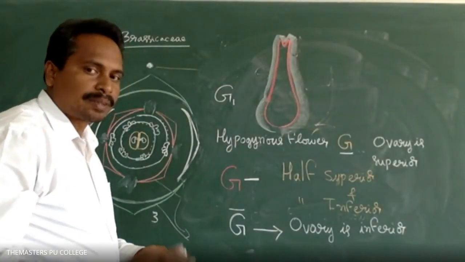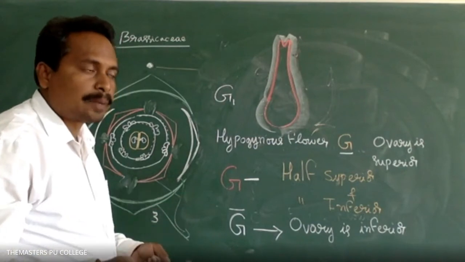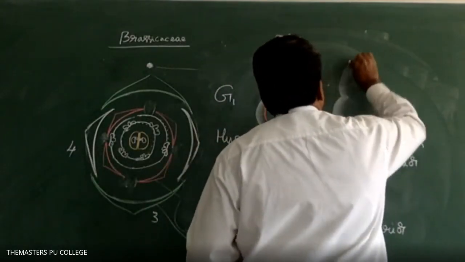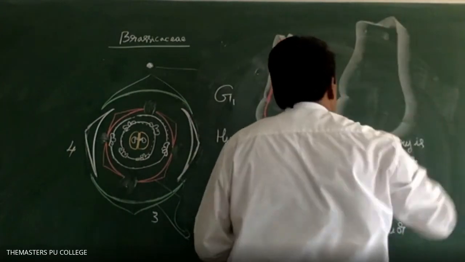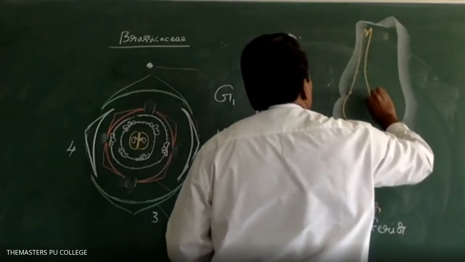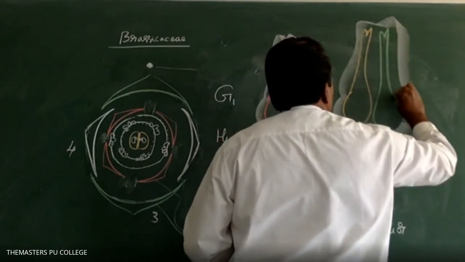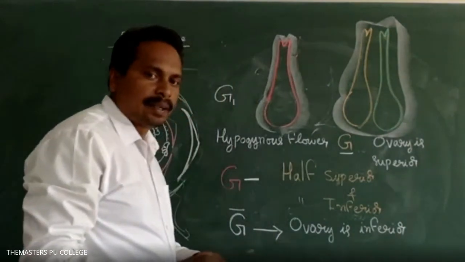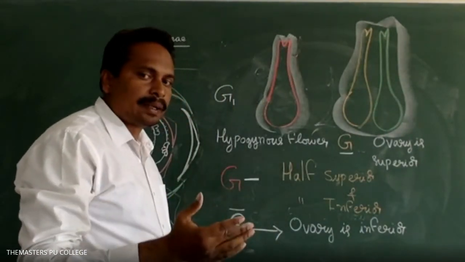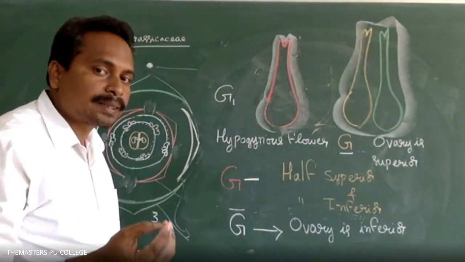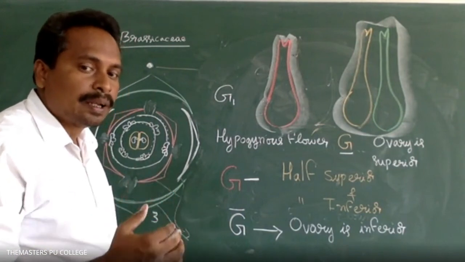How many types of gynaecium are there based on the number of carpels? Two types: monocarpellary and multicarpellary. Multicarpellary gynaecium consists of more than one carpel. That is multicarpellary. Multicarpellary is differentiated into how many types, based on whether the carpels are free or fused? Very good, Puneet. Two types are there.